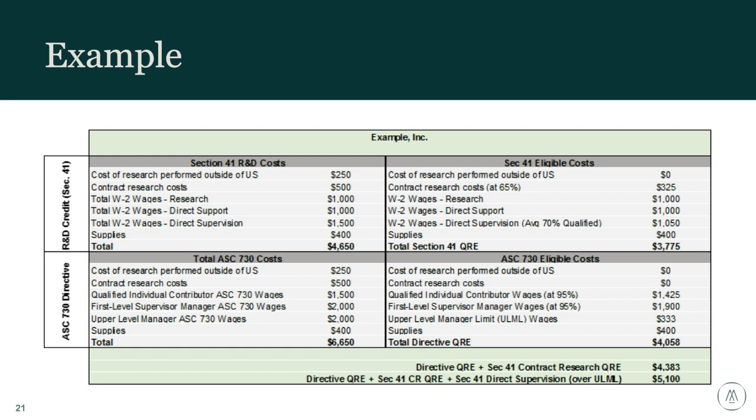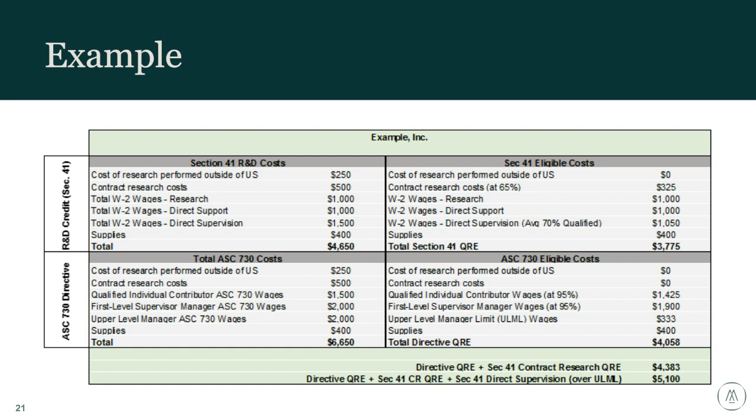Looking at what occurs for Example Inc. in this year, we see roughly the same amounts as far as the research conducted outside the U.S., and those contractor costs, the gross amounts for the wages on the employees that are performing the research, along with the supply costs. So as far as what is going to be determined as eligible for safe harbor protection, you'll see that in the bottom right-hand quadrant there.